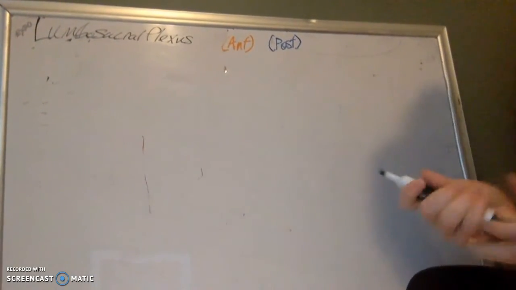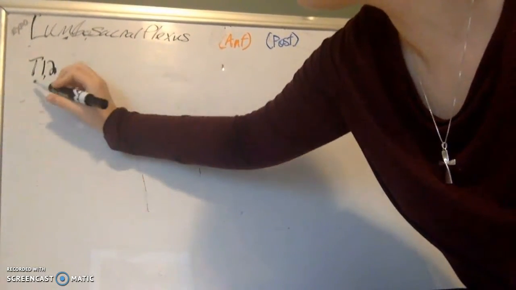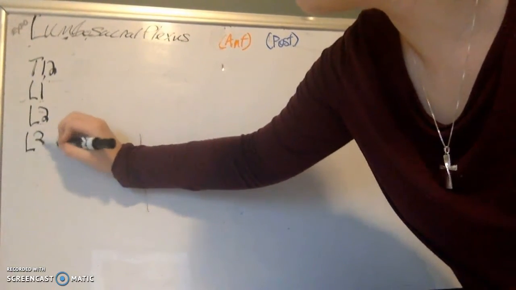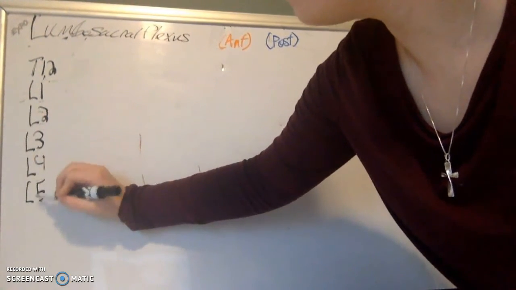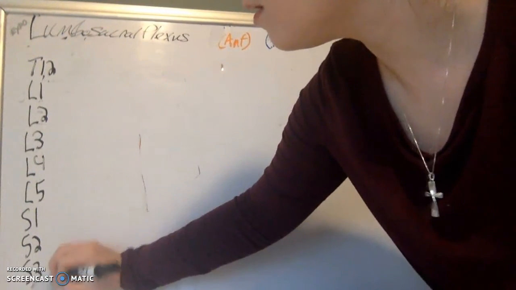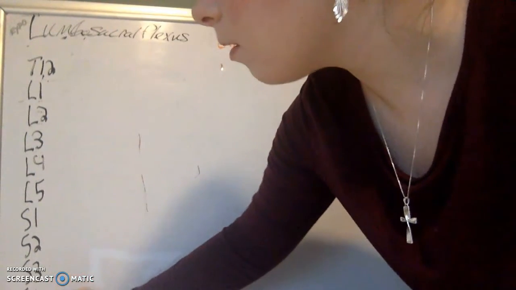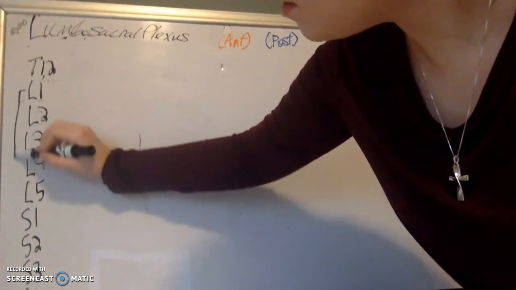Hi, today we're going to talk about the lumbosacral plexus, and we're going to begin with the roots, starting with T12, L1, L2, L3, L4, L5, S1, S2, S3, S4, S5, and coccygeal 1. And the lumbosacral plexus is made up of three plexuses.